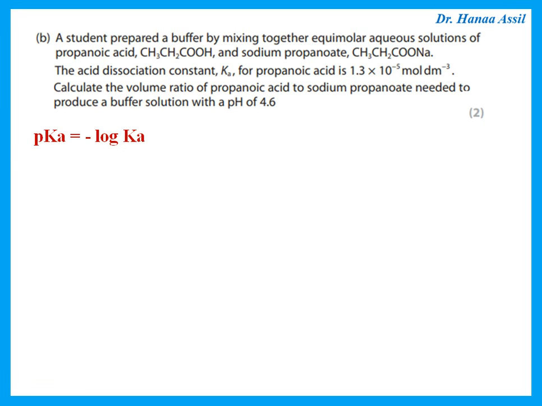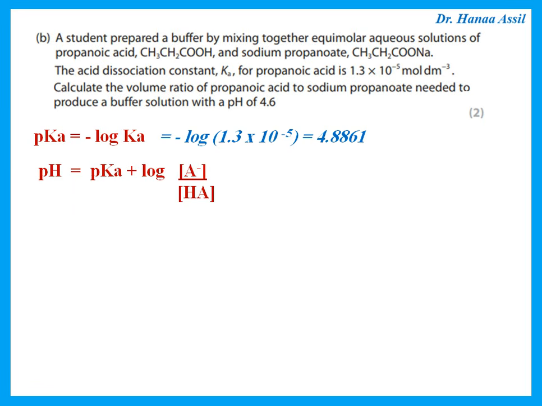He gives me the Ka. I can use it to get the pKa. So the pKa is 4.8861. Then we have an equation that says the pH is equal to the pKa plus log of the ratio. But here the ratio is the ratio of the salt to the acid. So this is the equation that we have.